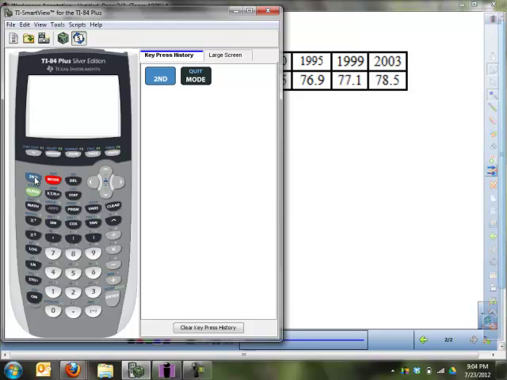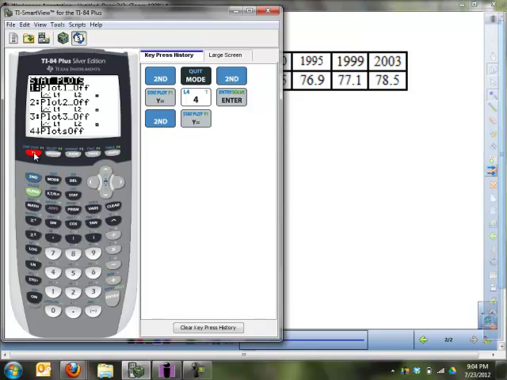Next I want to plot the data points. So I'm going to go to second and Y equals, which is really Stat Plot. Right now I see that all my plots are off. If they're not all off, you may want to turn them off by pressing 4. I'll do that and then press enter, because you only need one plot on. So let's go back to Stat Plot, and for the first one, I'm going to select number 1.